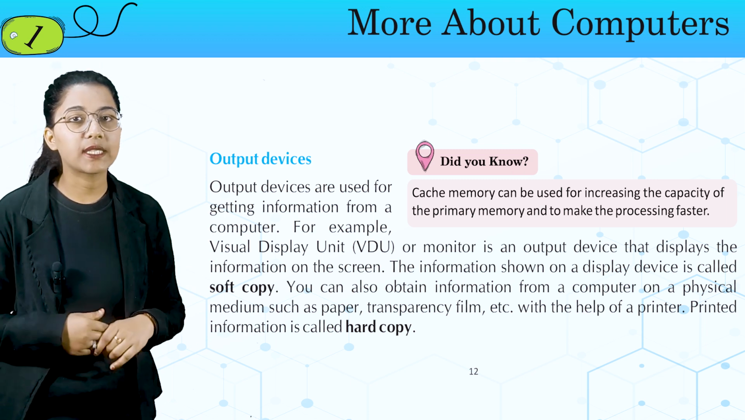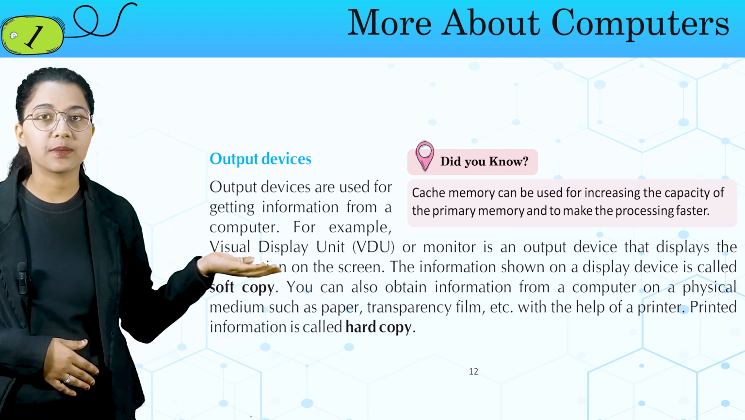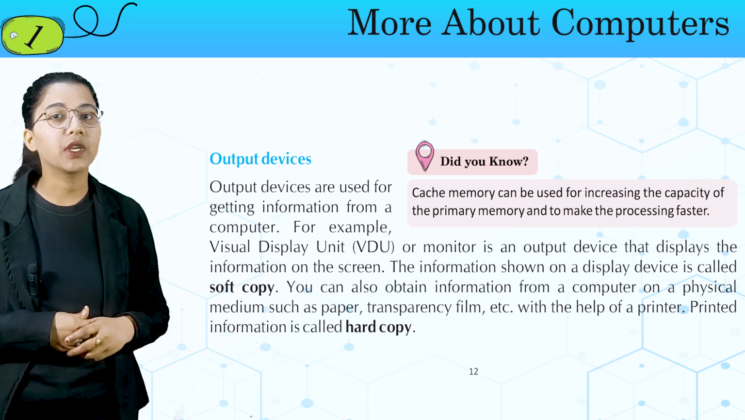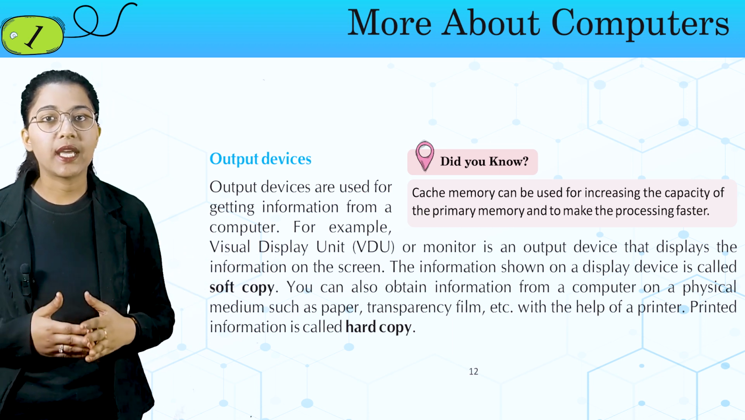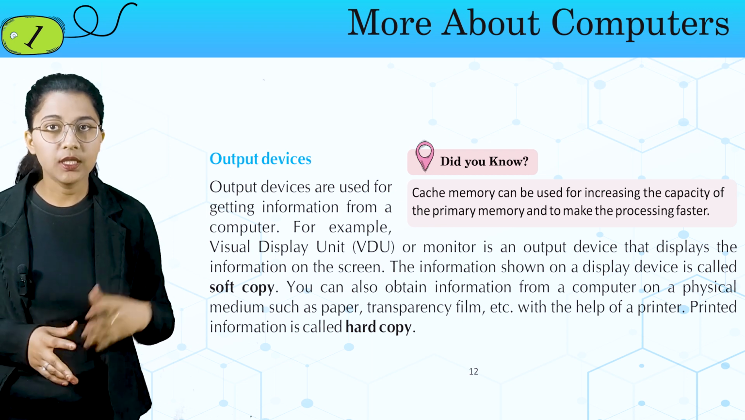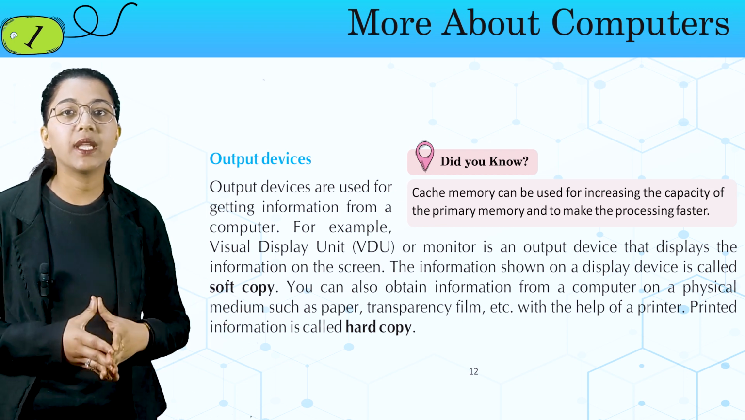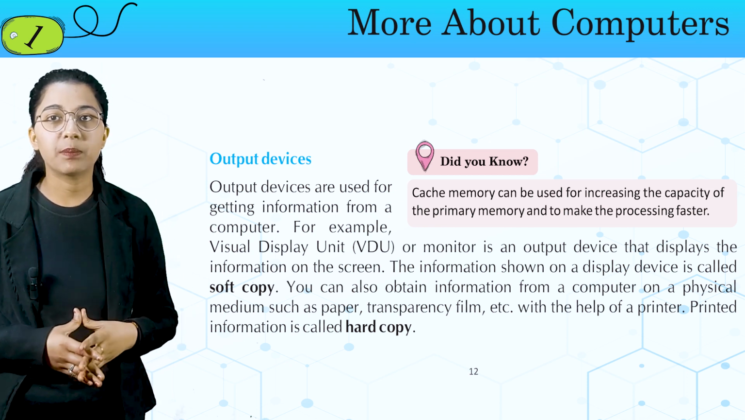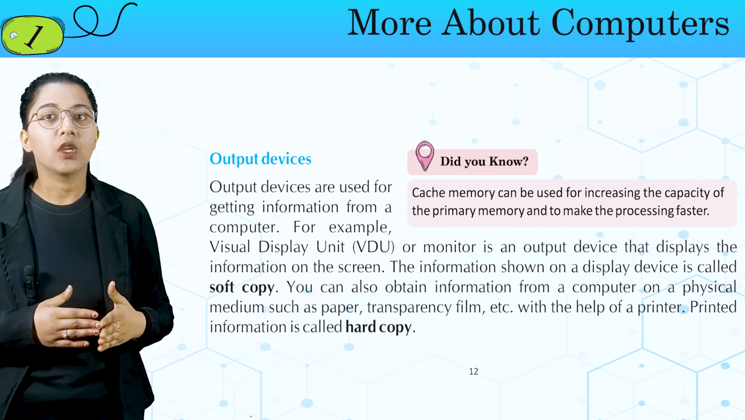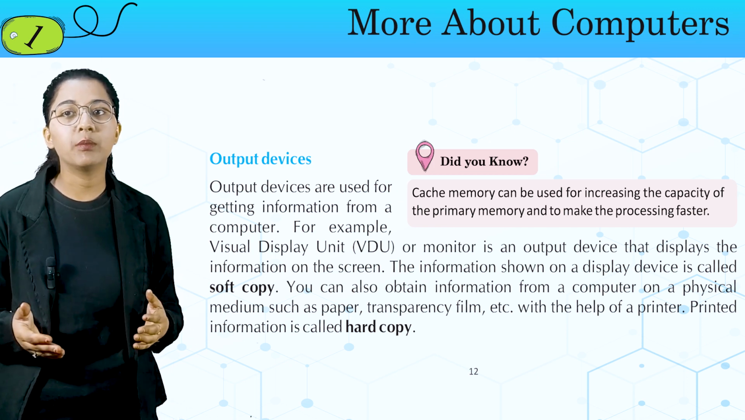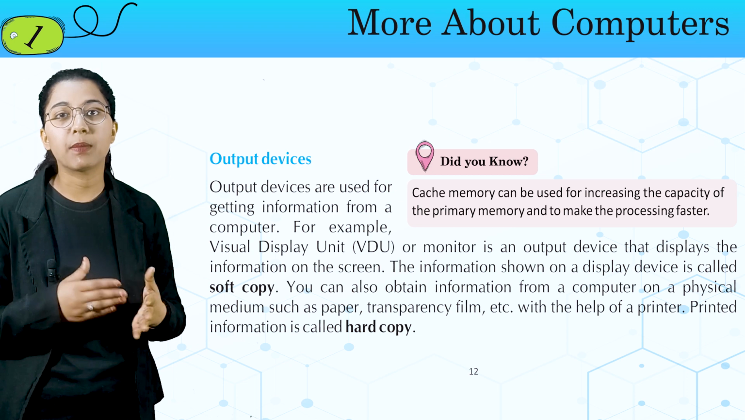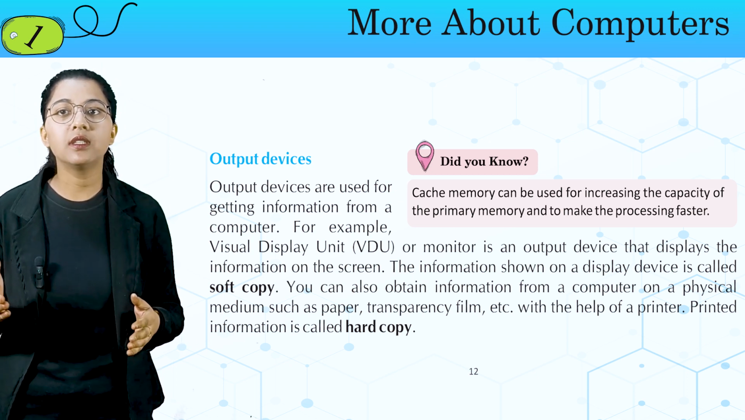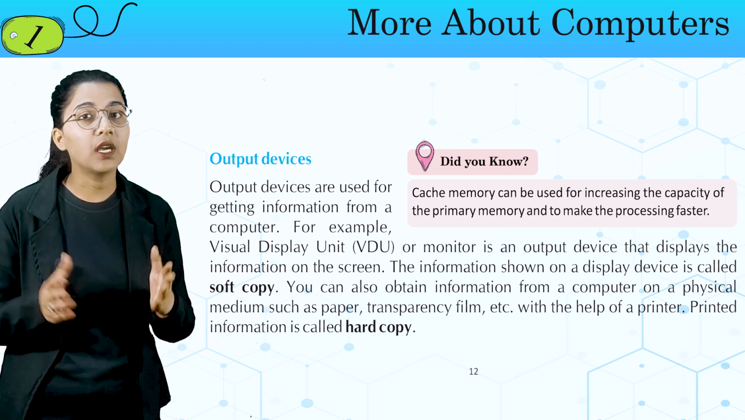So students, now it's time to read our output devices. Output devices are used for getting information from a computer. For example, visual display unit, that is VDU, or monitor is an output device that displays the information on the screen. The information shown on a display device is called soft copy. You can also obtain information from a computer on a physical medium such as paper, transparency film, etc. with the help of a printer. Printed information is called a hard copy.